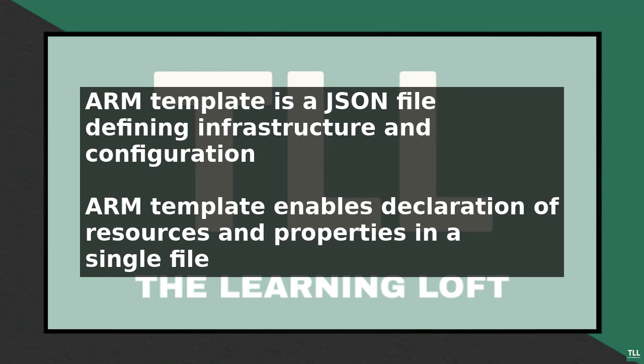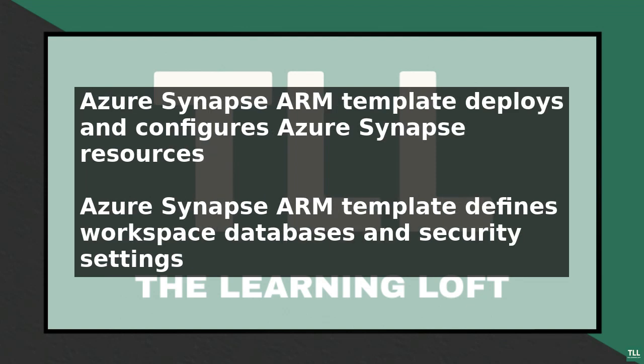To create an Azure Synapse ARM template, you need to start by defining the resources you want to deploy. This includes the Azure Synapse workspace, databases, and pipelines. You can then use the Azure ARM template syntax to define the properties of each resource, such as the location, pricing tier, and security settings.